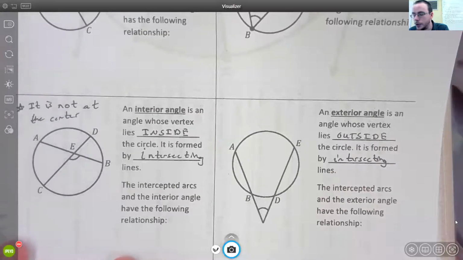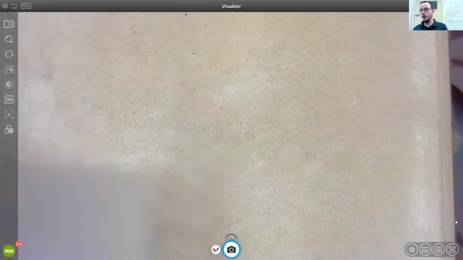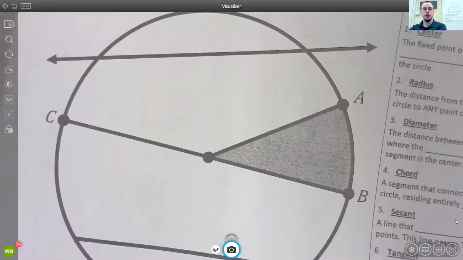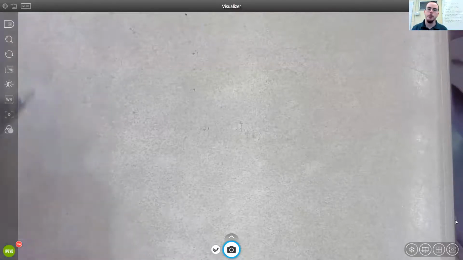And that's going to do it for this, in addition to the other video that goes over this diagram here on a circle. You can use that to do the worksheet for identifying those parts.